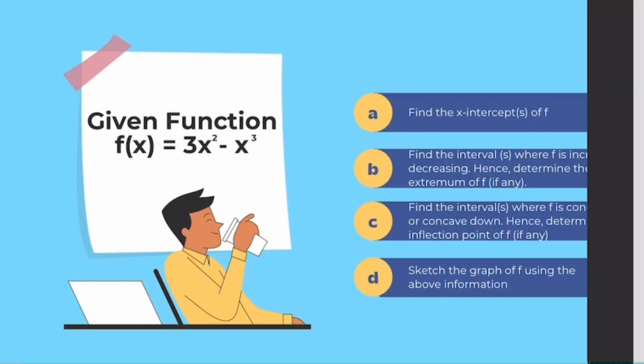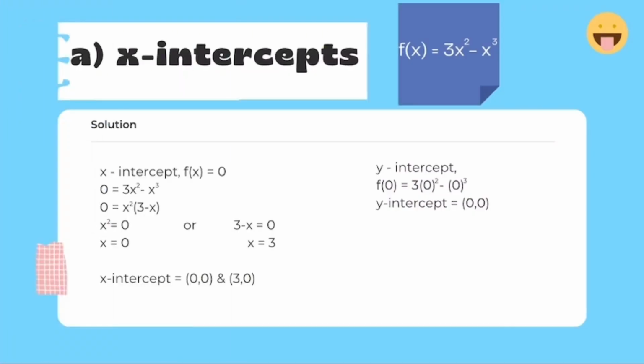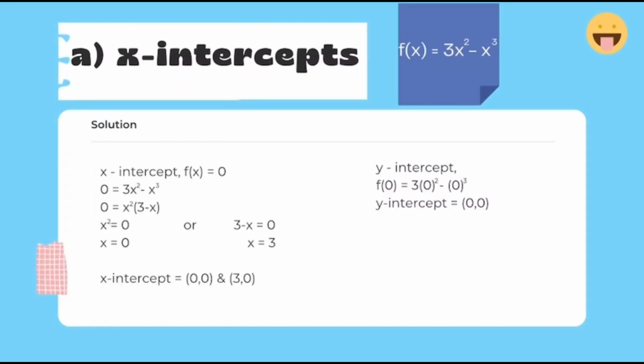So let's go to the next slide. The first step is to find the x-intercepts of the function 3x squared minus x cubed. For the solution, we make f(x) equal to 0 and substitute f(x) with the function 3x squared minus x cubed.